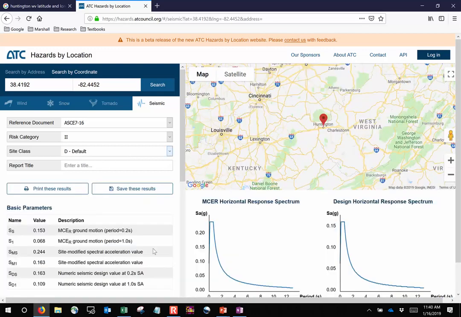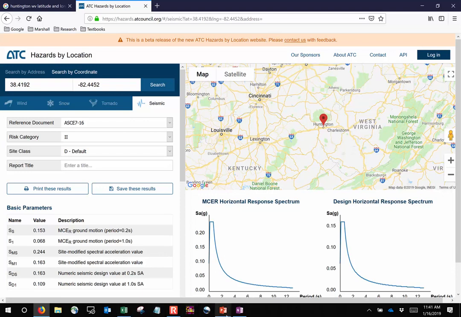Once it decides to load, and bam. So here's the seismic response spectrum. So here's our design response spectrum. And if you look at the number of Gs, we're talking about like 0.15 Gs, 0.1 Gs. That's very, very low. That's not much acceleration. But I think that makes sense because we're talking about Huntington, West Virginia.